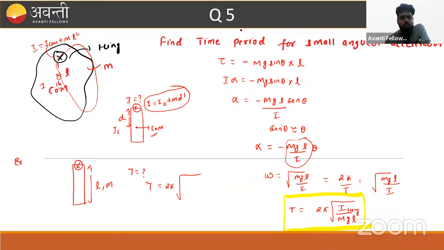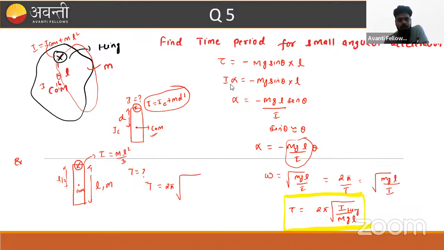So what is the moment of inertia of the rod about the hinge point? If the rod is of length L and uniform, then the center of mass lies at the midpoint, and this distance becomes L by 2. We already know the moment of inertia about the edge can be written as ml square by 3.